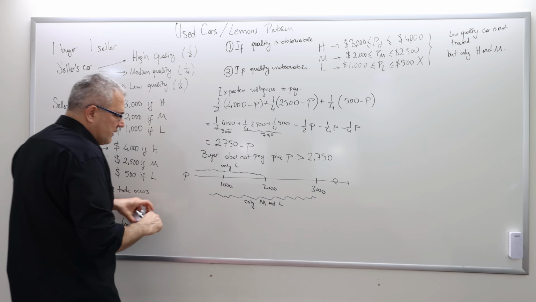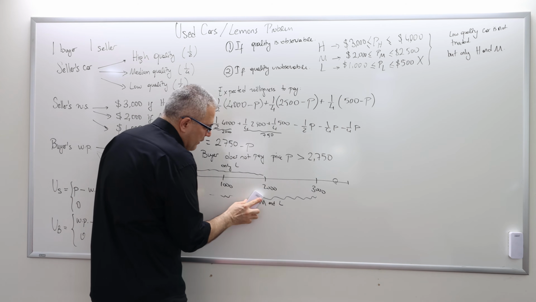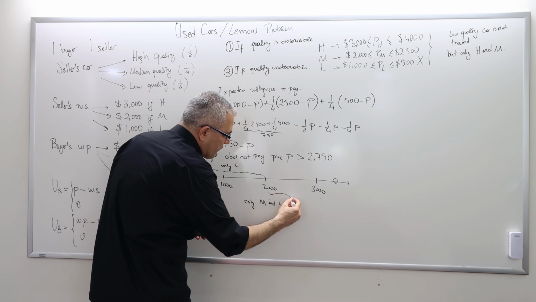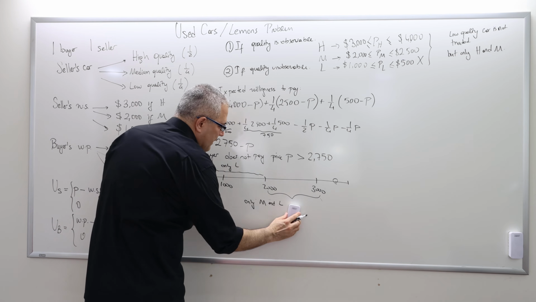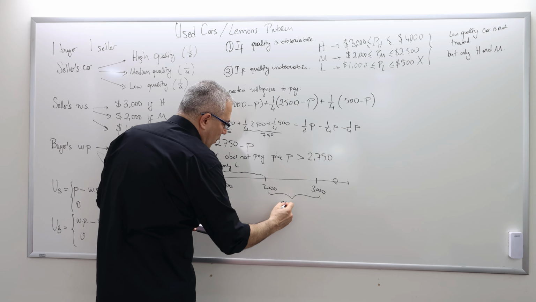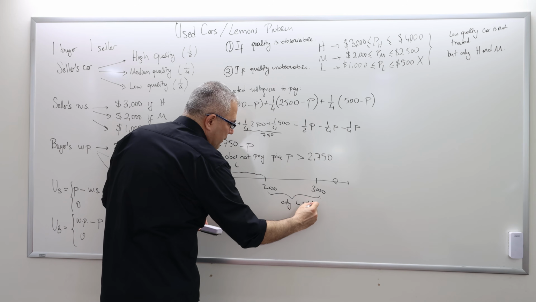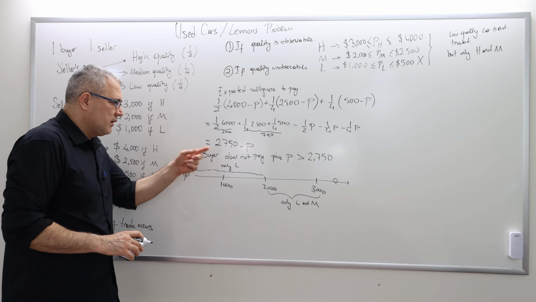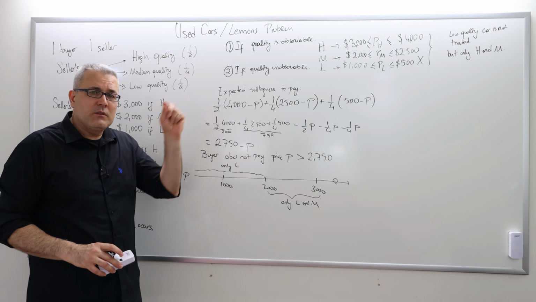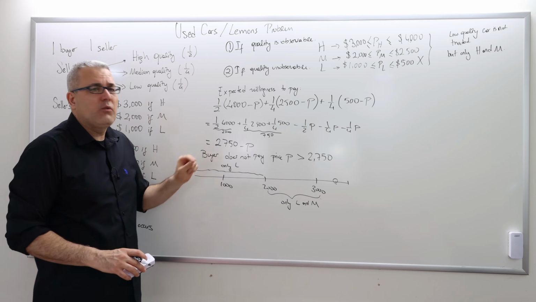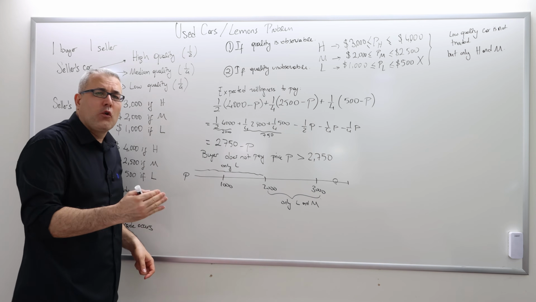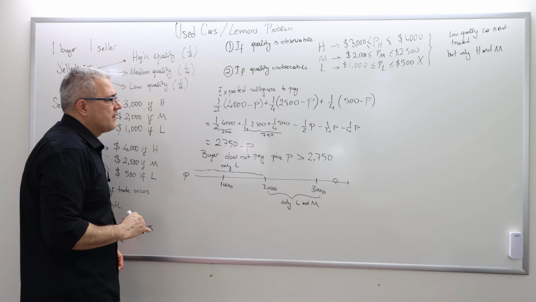So maybe this is not correct. Maybe I should make this as follows. If the price is somewhere between $2,000 and strictly less than $3,000, only the low and the medium type car owners will actually sell. And if it is strictly less than $2,000, well, M types will drop out. Only the low types are willing to sell their cars. Okay, so the prices will be informative as the price decreases.